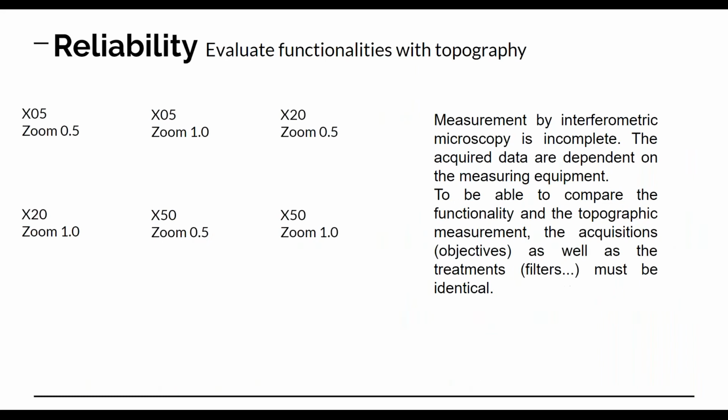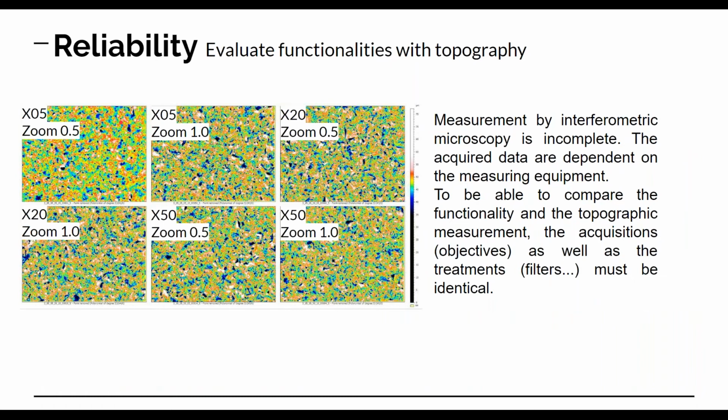So, for example, to go through this remark, we can test different objectives with different zoom. And we can see that as we go higher and higher, the resolution is better. So we can think that the best is that. Another point is that each objective gives a different response. So if we want to compare different surfaces, we have to use the same objective to have the same resolution, and also the same treatment, like filter, which must be identical to compare with the other surfaces. Otherwise you can't compare, because it's not good.